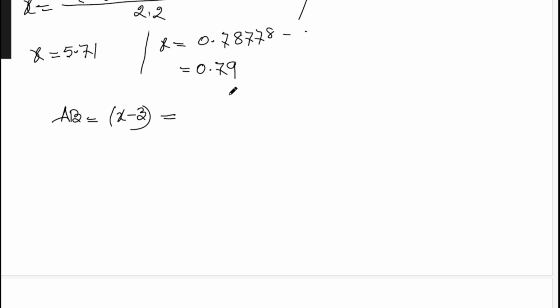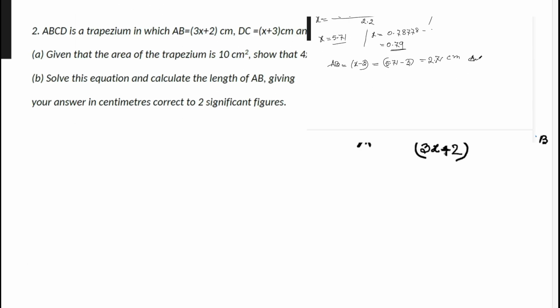Here we have two values of x, but we cannot use this value, because if we use it, the length of AB will be negative, and length can never be a negative value, so we cannot use it. We should use this value only. So here if we put the value of x, that is 5.71 minus 3, then it will be 2.71 centimeter, and that is our final answer.